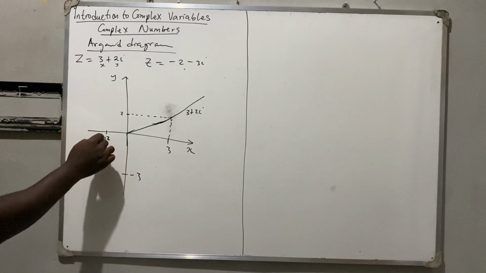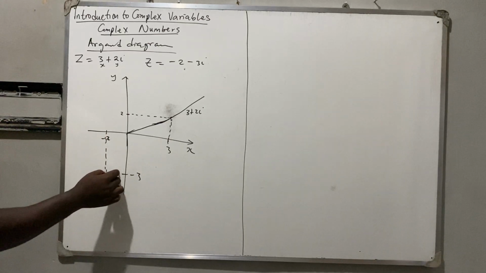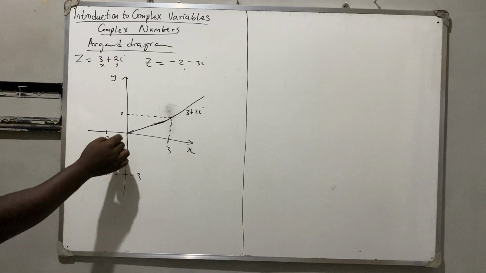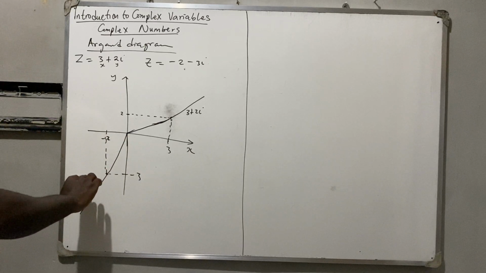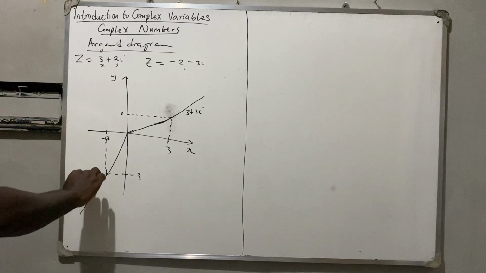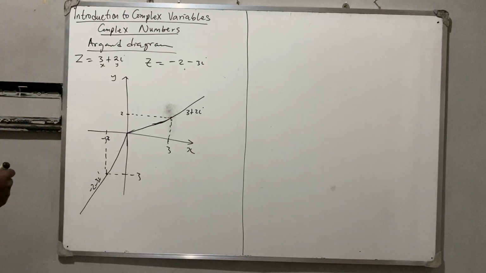So you see that if this one comes this way and this one goes this way, they meet here. So this is just joining this straight here. So this is what we call our what? Minus 2 minus 3i. Okay, so Argand diagram is a way of representing a complex number in an xy plane. Very, very important.